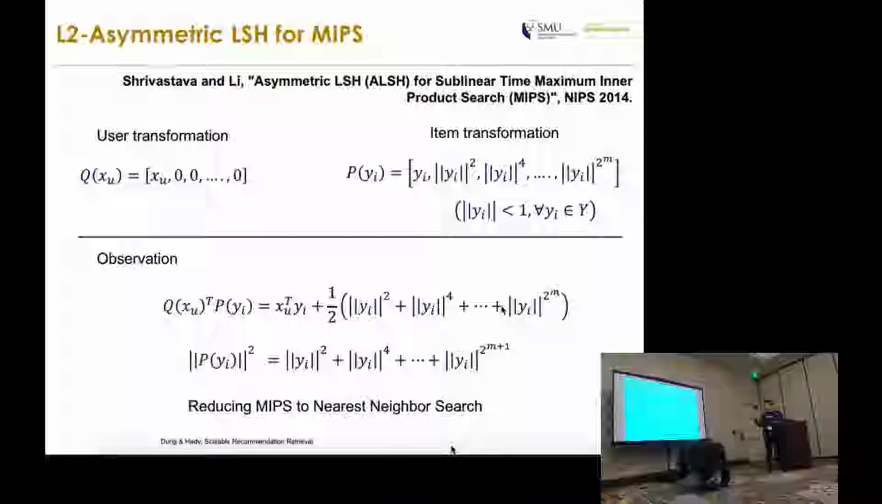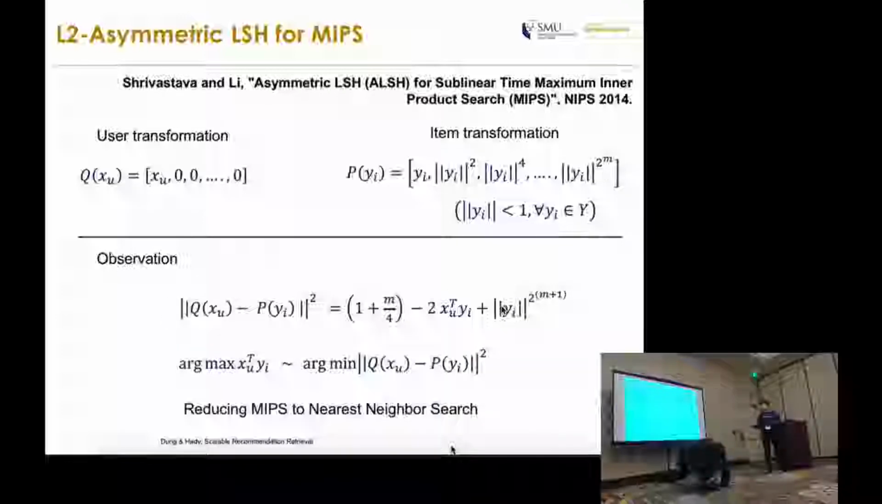With this transformation, you have the following observation: the inner product of the transformed vectors can be defined through the inner product of the original vectors xu and yi plus some powers of the norm of the item vector. Based on this observation, you have the next observation, in which the inner product of the original vectors can be approximated through the Euclidean distance of the transformed vectors.